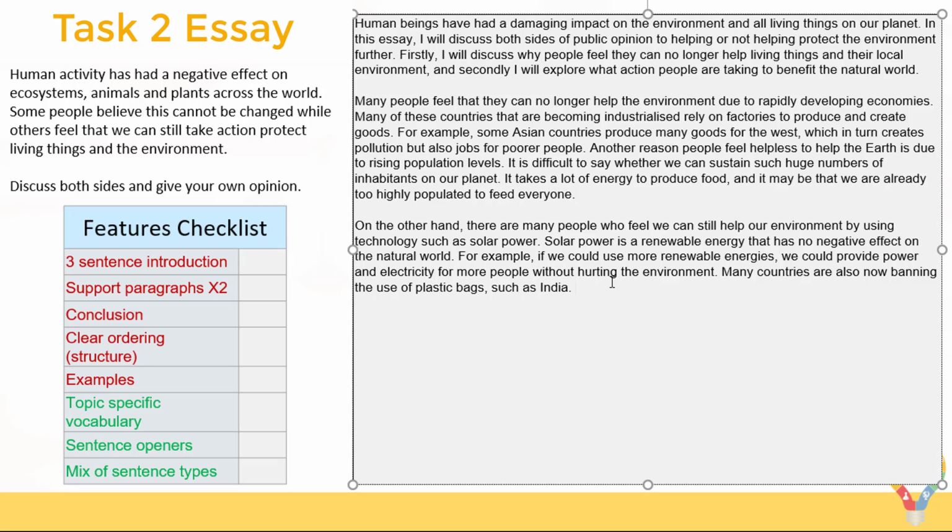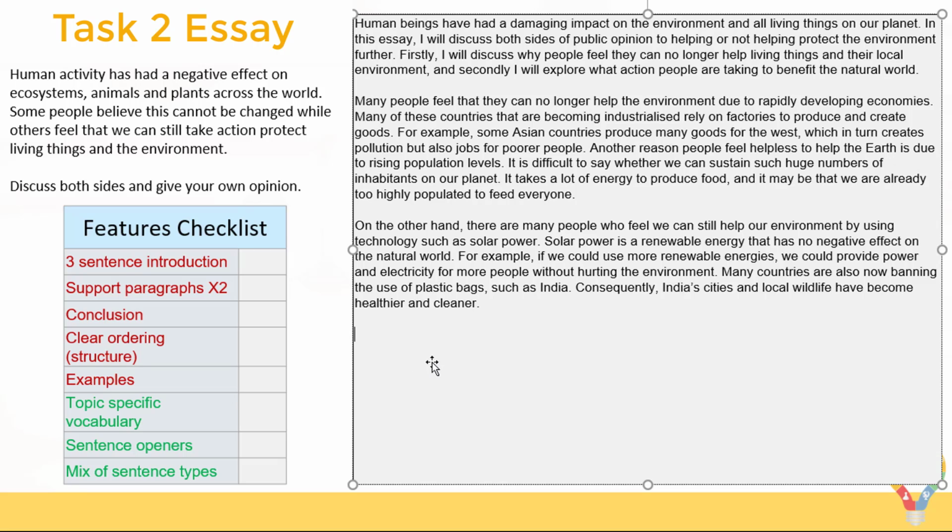Let's get a sentence opener to give support to this topic sentence. Consequently, a great way to add further information. Consequently, India's cities and local wildlife have become healthier and cleaner. So I've just used a topic and example sentence here to add more detail to my second body paragraph. Let's move on to our conclusion, which is going to have 2 sentences.